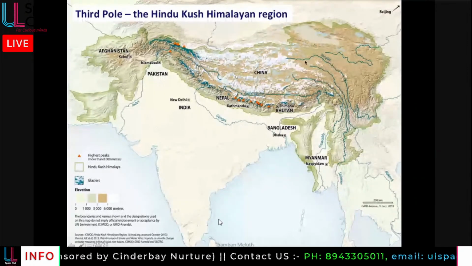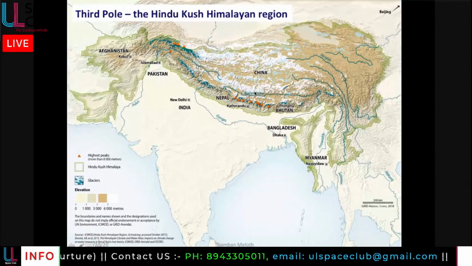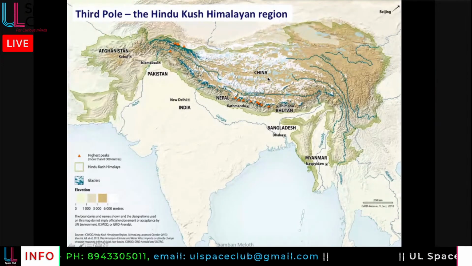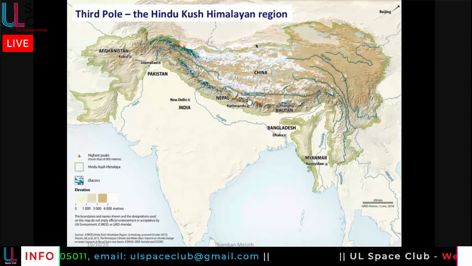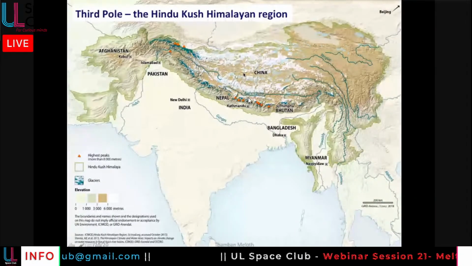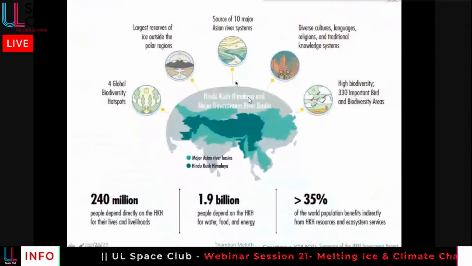However, there are also large areas of permafrost. Permafrost is land that is permanently frozen, which has large significance because it holds a lot of water. As the region becomes warmer, quite a large amount of water will come out of the land itself. So this is known as the third pole. I'll come to the importance.